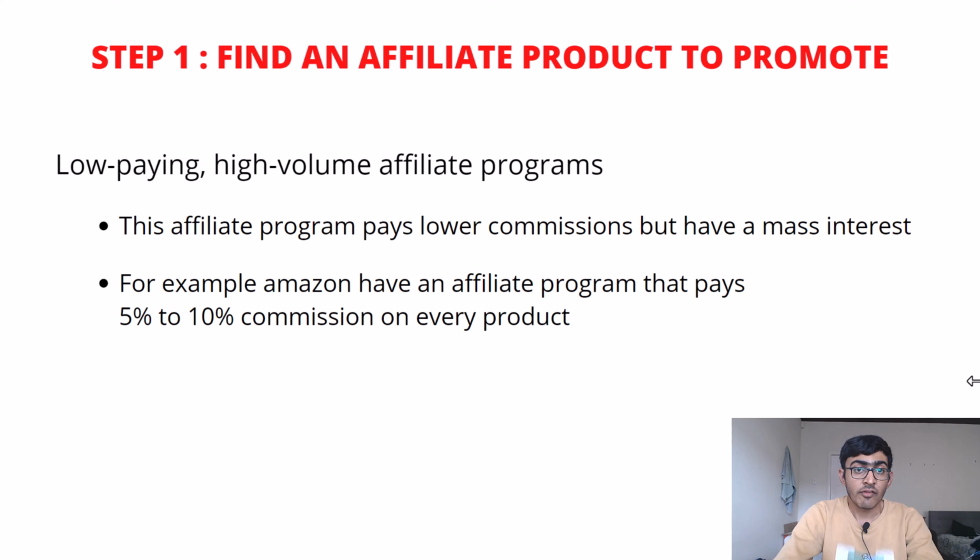And the other type of affiliate programs are low paying and high volume affiliate programs. These affiliate programs pay lower commissions but have mass interest. For example, the Amazon affiliate program. Amazon will pay you 5% to 10% commissions on every product. So if someone clicks your Amazon affiliate link and goes to Amazon, and if they purchase anything on Amazon, then you will get a 5 to 10% commission on every product. So the Amazon affiliate program is low paying but has a mass interest of people.